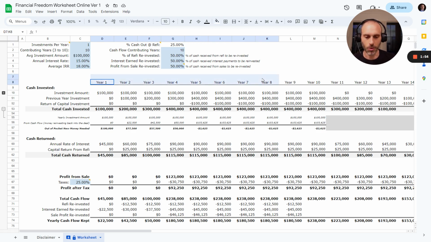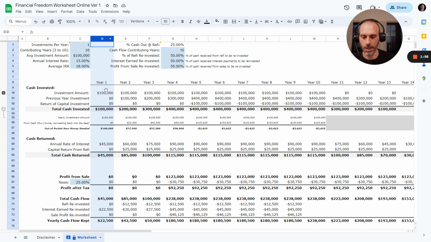So these are obviously all the years, and we'll just focus on this one column here. In year one, we put an investment amount of $100,000. This can be changed. We could put 50K, we could put 75K, we could put 100K, or even more, right?